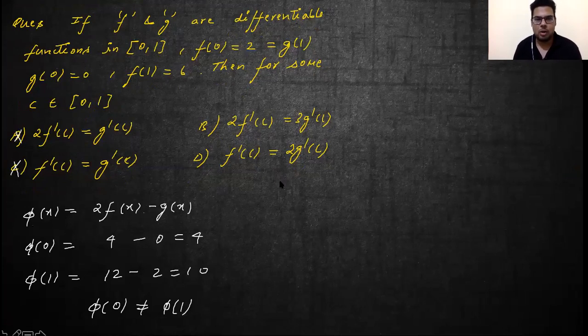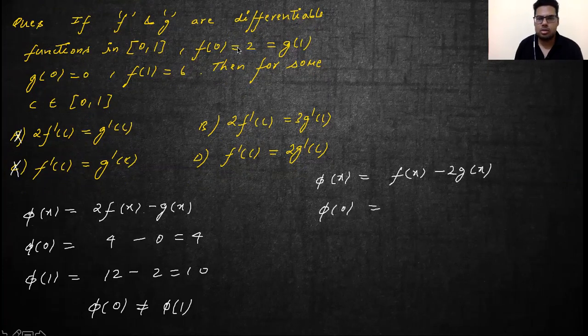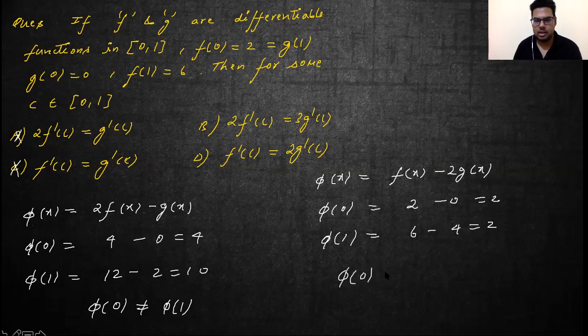Let us try to check option D. In option D, you will have the function phi of x equals f of x minus 2 times g of x. So phi of 0: f of 0 is 2 and g of 0 is 0, so this is 2 minus 0, which is 2. And phi of 1 is f of 1, which is 6, minus 2 times g of 1, which is 4. So this is also 2. Great. So we have phi of 0 equals phi of 1.